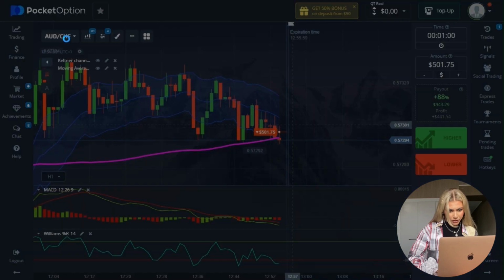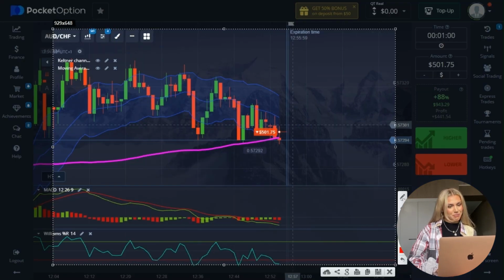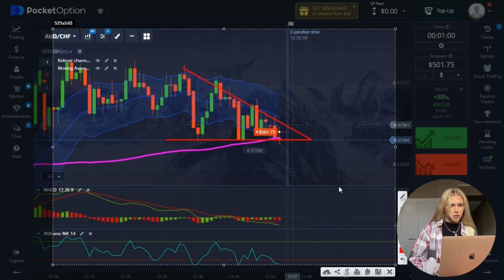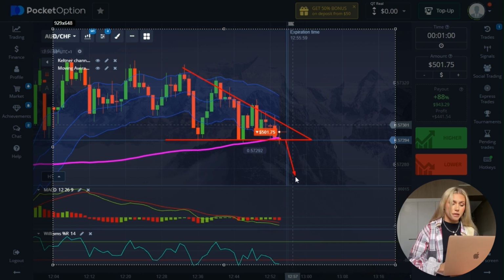Let me draw our triangle more humanly this time. It didn't go very well last time. Here we go, one line and another line. We're approaching the apex of the triangle, so volatility is increasing significantly, and further movement in case of the chart breaking the resistance level will be substantial.